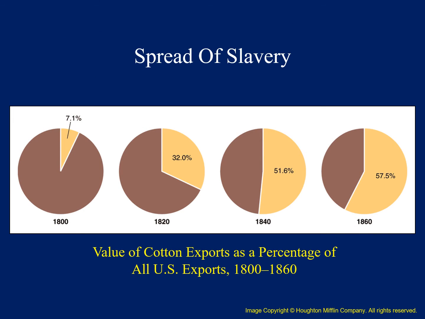Between 1800 and 1860, we see the huge increase in the value of the cotton that was exported from the United States. In 1800, only 7% of the U.S. exports included cotton. However, on the eve of the Civil War, clearly cotton was the number one product that was exported out of the United States, making up more than 50% of the value of U.S. exports.